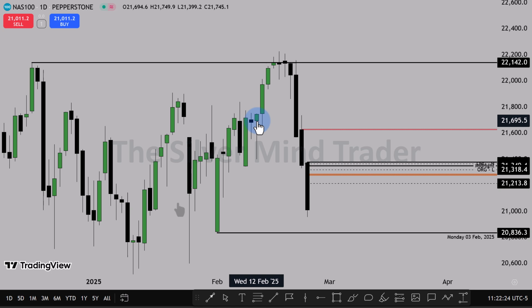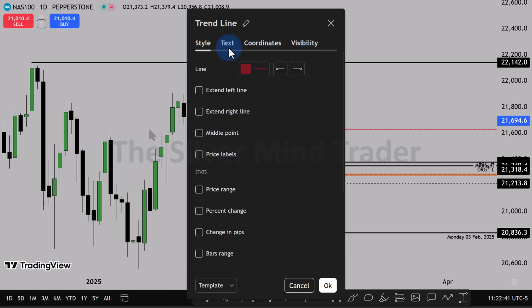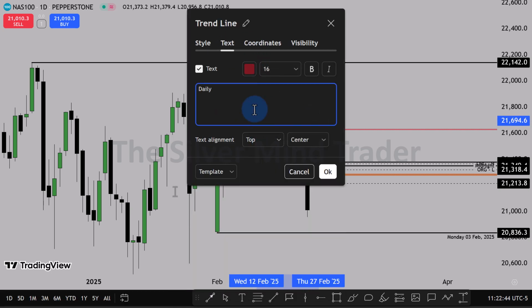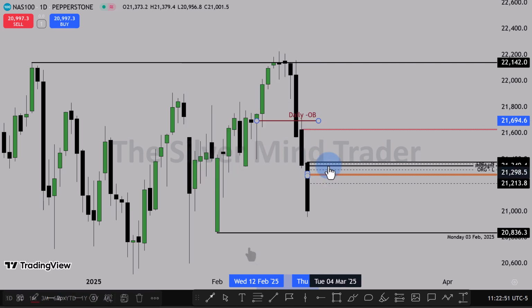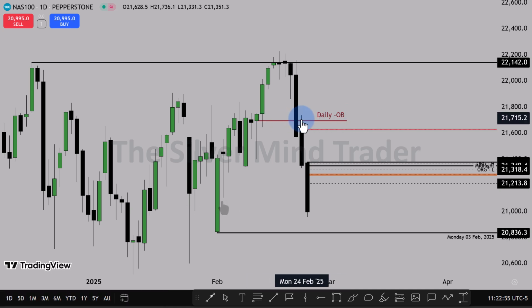that's your bearish order block. From this candle here to this candle. So that's a daily bearish order block. And you can see the reaction off of that on Monday.